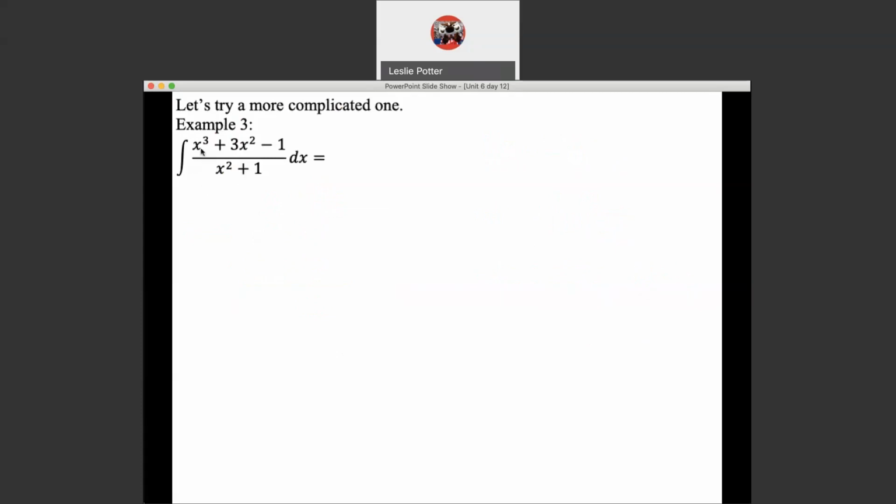Okay, let's try this. This is still long division, right? The top has equal or greater power than the bottom. This has an x squared, so let's try this one. It's a little more complicated. This is where we're going to start introducing the inverse trig into the answer. So we're going to go ahead and set up the long division.